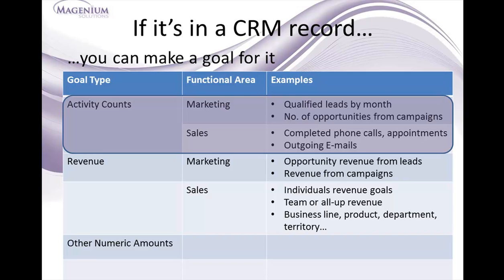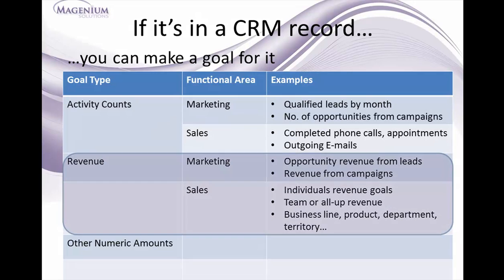So you can think of a broad type of goal as an activity count. In marketing, some examples might be the number of qualified leads by time period, by month, or the number of opportunities you generated from campaigns, tying those back to a marketing campaign. Some examples of activity count type goals in sales might be completed phone calls for a sales rep, outgoing emails, or appointments, perhaps scheduled appointments versus completed appointments, things like that. Obviously those are just examples.